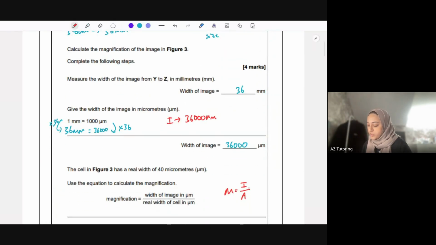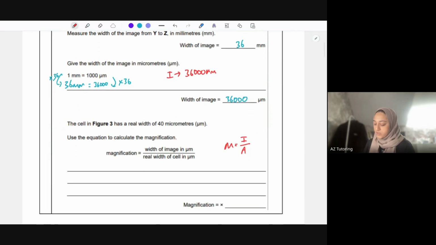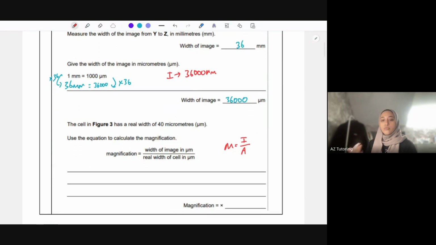So magnification is the width of the image, which is I, divided by the real width of the cell in micrometers. So they've told you they both have to be in the same units. And this question's helped you quite a lot. They won't usually do that. They just let you do it for 4 marks.